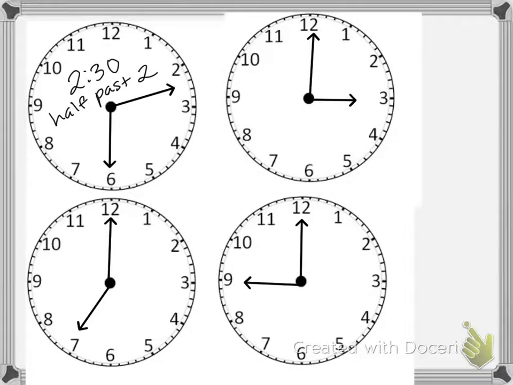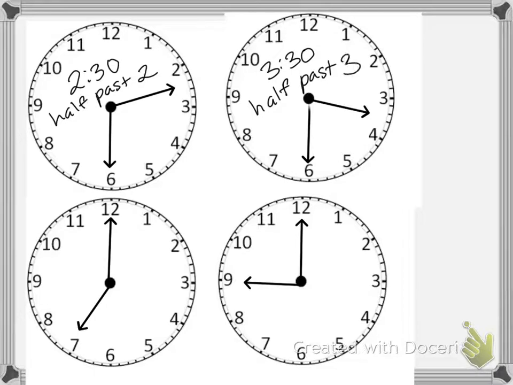All right, so let's do half past 3 o'clock. The minute hand moves to the 6, goes from the 12 around to the 6. My hour hand moves from the 3 to in between the 3 and the 4. So this is 3:30 or half past 3.